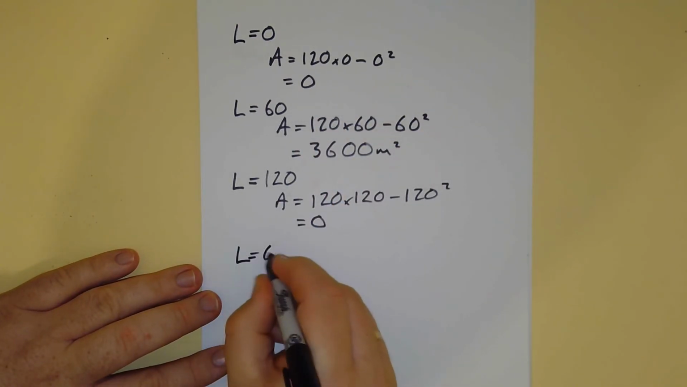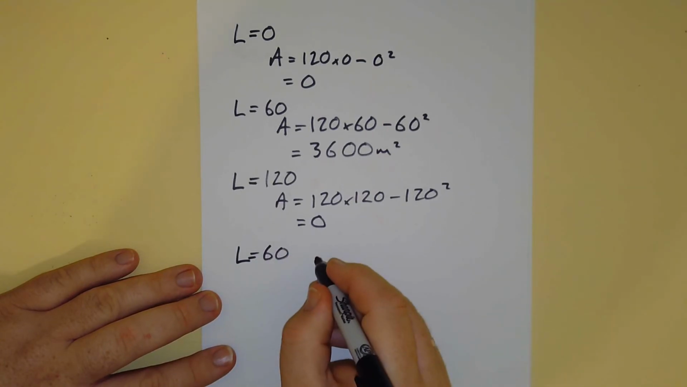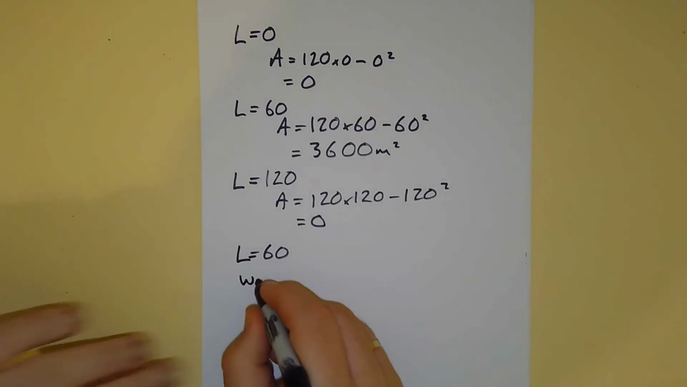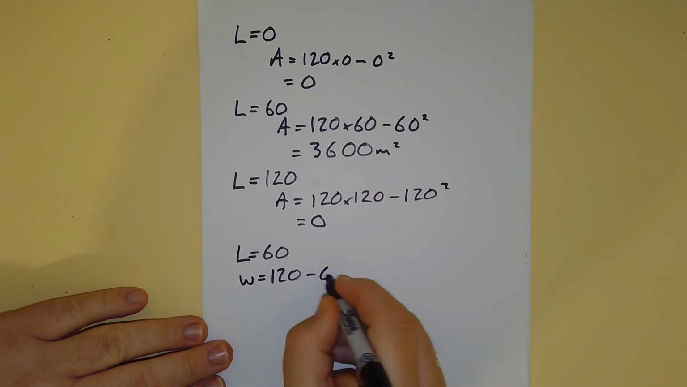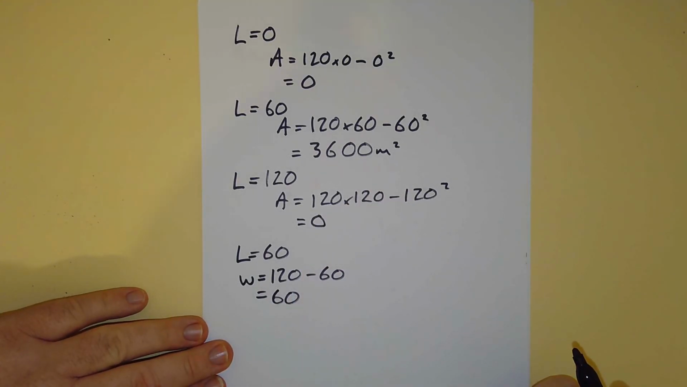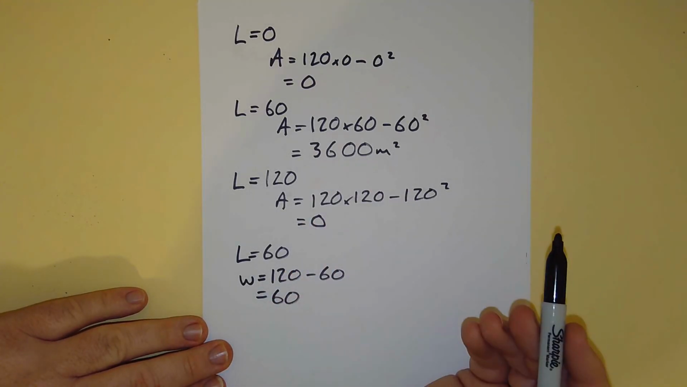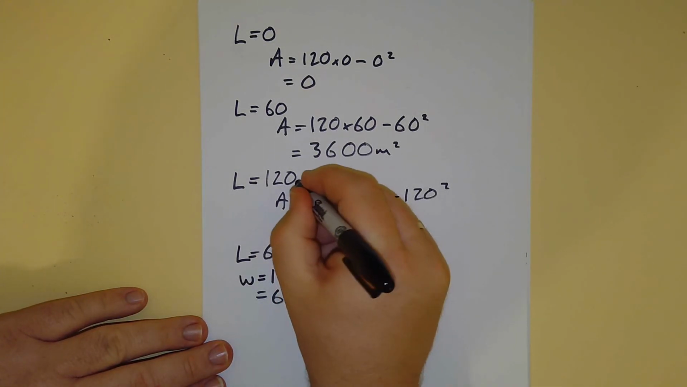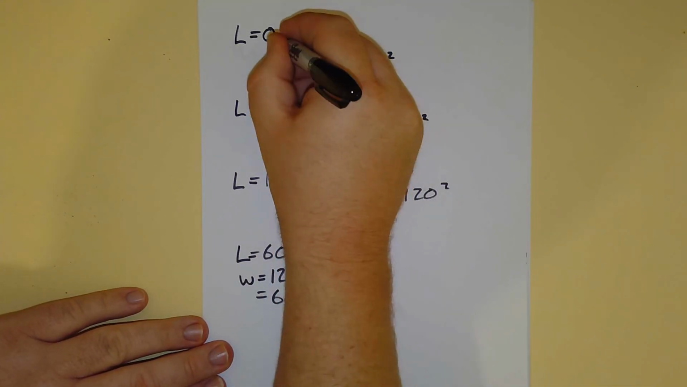So length equals 60. If my length equals 60, if I go back to my equation here, my width is going to be equal to 120 minus 60, which equals 60 as well. And I've got an area of 3,600 square meters. Let's put some units on. So we end up with a square.